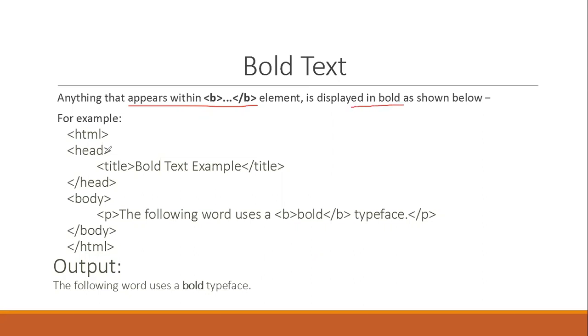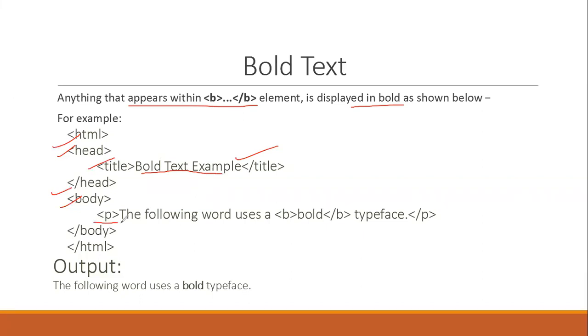So how are we going to use it? First of all, same as before, we go to HTML, then head. In title, we are going to give the title. Here we are giving bold text example. Then head is closed. Title is also closed over here. Then body, in the starting of the body, we are going to declare a P tag. P tag is for paragraph.